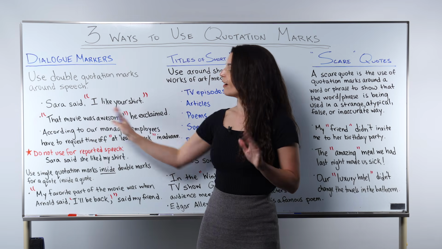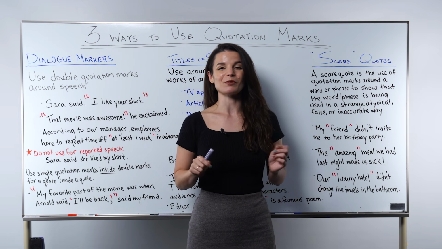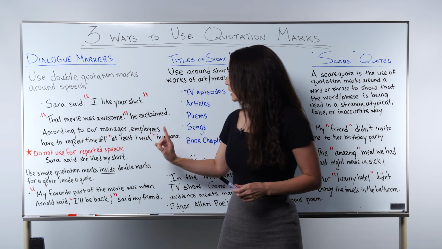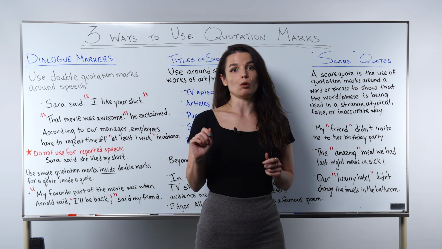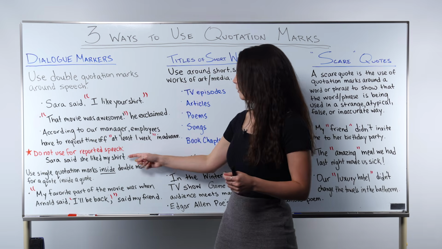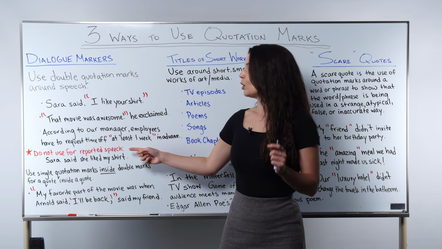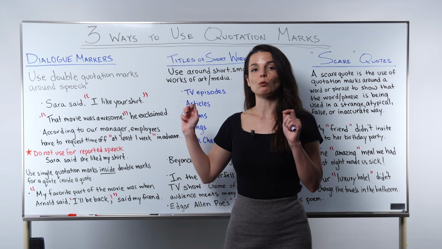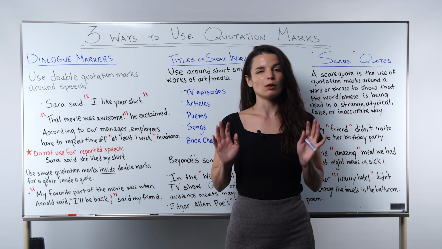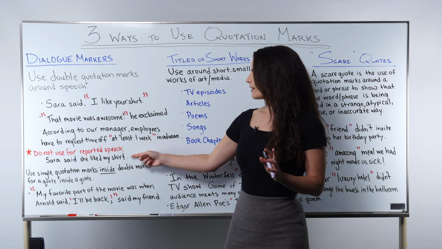So these are very, very common ways that we use quotation marks. But I want to include a couple of key points for expansion here. The first is in this red part. We do not use these for reported speech. So what do I mean by that? Let's look at this example.